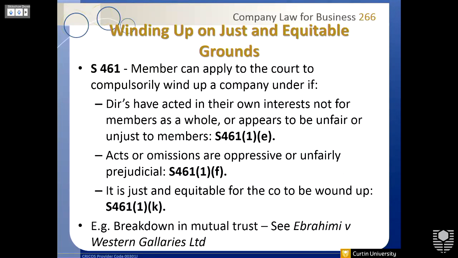Now, a member can apply to the court to compulsorily wind up a company if it can be proven that the directors have acted in their own interest and not for the members as a whole, or appears to be unfair or unjust to members. And this is provided under section 461 sub 1 sub E. Or acts or omissions are oppressive or unfairly prejudicial, section 461 sub 1 sub F. It is just and equitable for the company to be wound up.